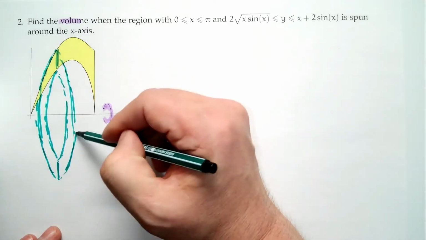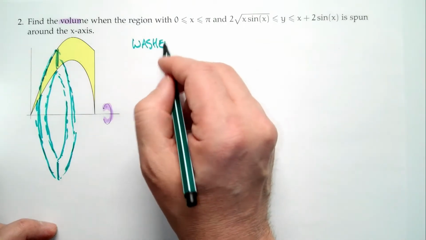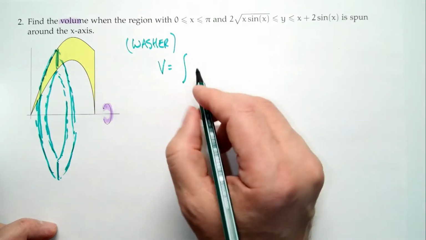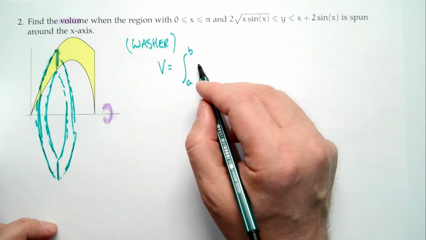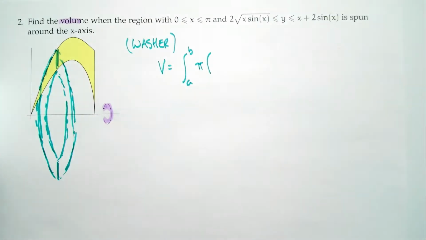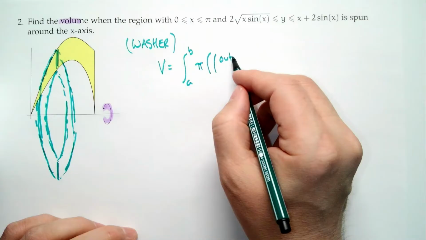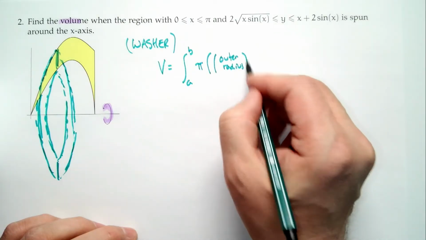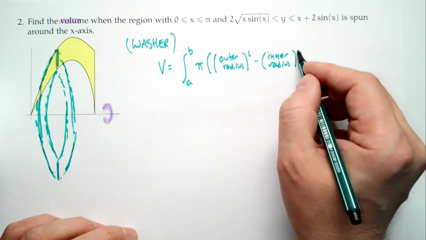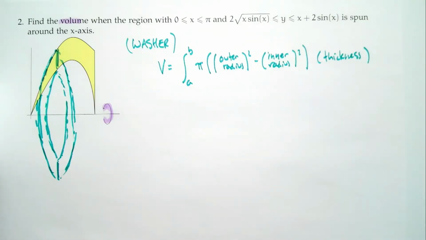Good. So, how does the washer method work? The washer method says the following. If I want to find the volume, I'm going to add up, which is what an integral is, adding stuff up, a to b, and I'm going to think of it as taking a big circle minus a little circle. That's what the area of my cross section looks like. So I think of it as pi, and then I do outer radius squared minus the inner radius squared, and then I have a little bit of thickness on the end. So that's what the volume becomes.